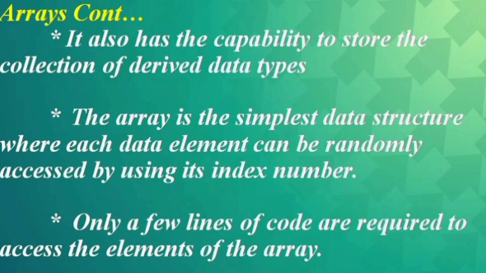C array is beneficial if you have to store similar elements. For example, if you want to store the marks of a student in 6 subjects, then we don't need to define different variables for the marks in the different subjects. Instead of that, we can define an array which can store the marks in each subject at the contiguous memory locations. By using the array, we can access the elements easily. Only a few lines of code are required to access the elements of the array.